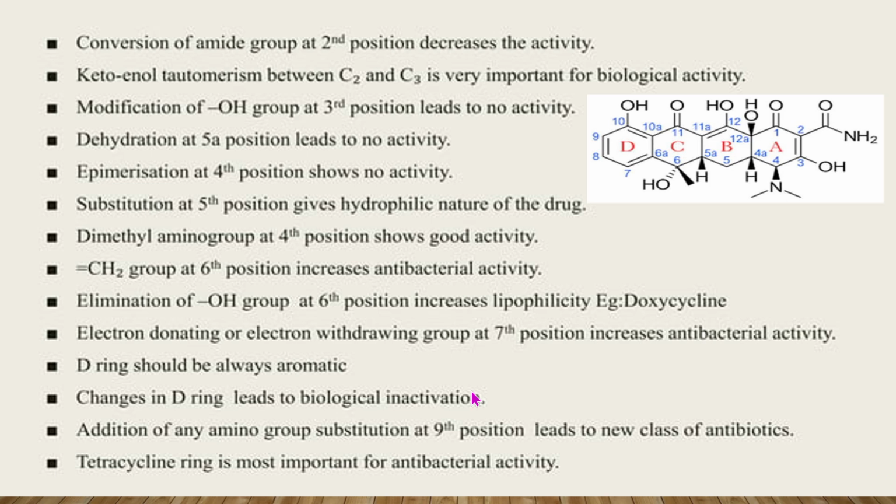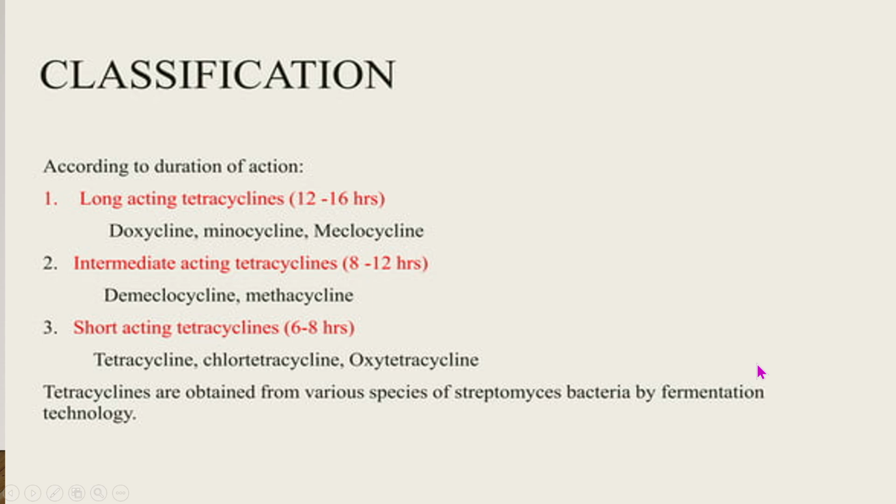Addition of any amino group, a substitution at ninth position. If we are going to substitute anything at the ninth position, it leads to a new class of antibiotic. If we substitute anything at this ninth position, it will give a new class of antibiotic. Tetracycline rings are most important for the antibacterial activity as they are broad spectrum antibiotics.